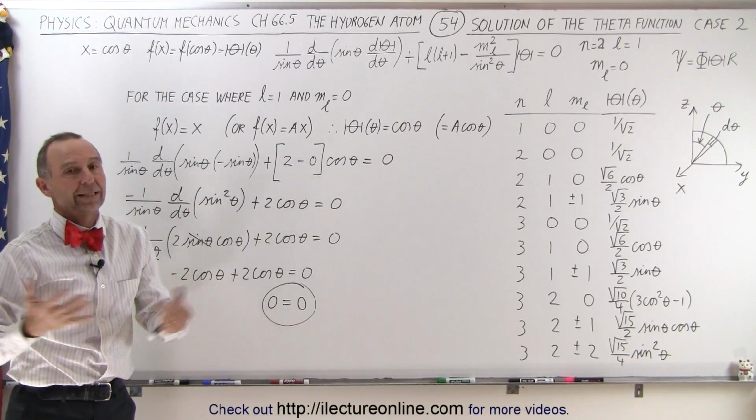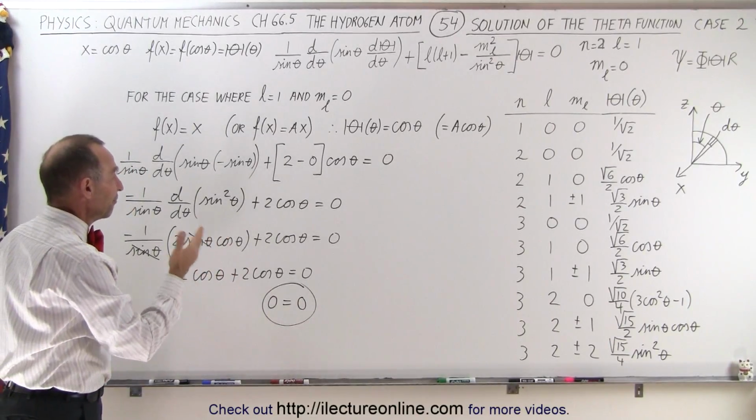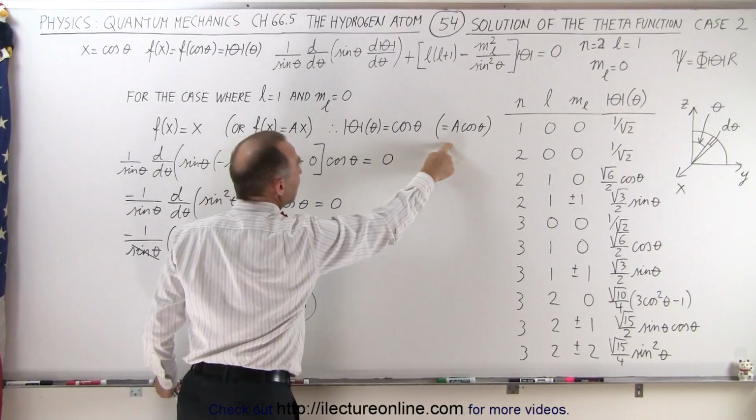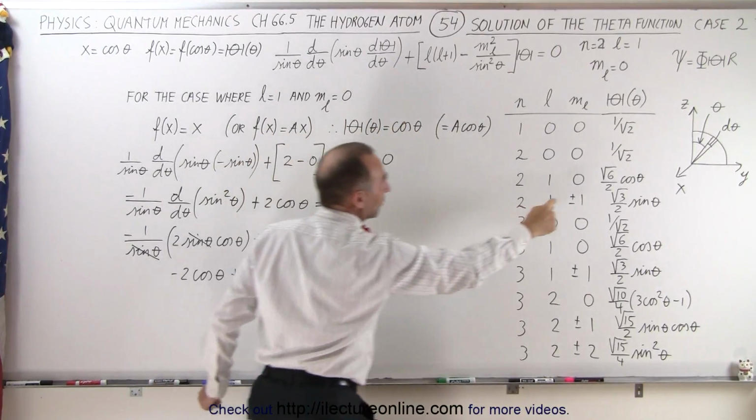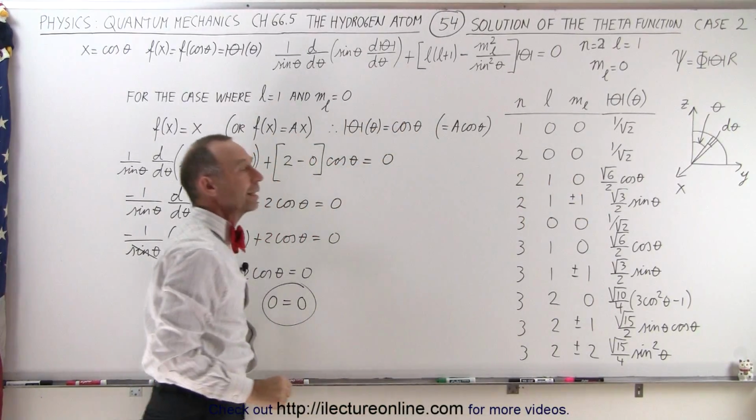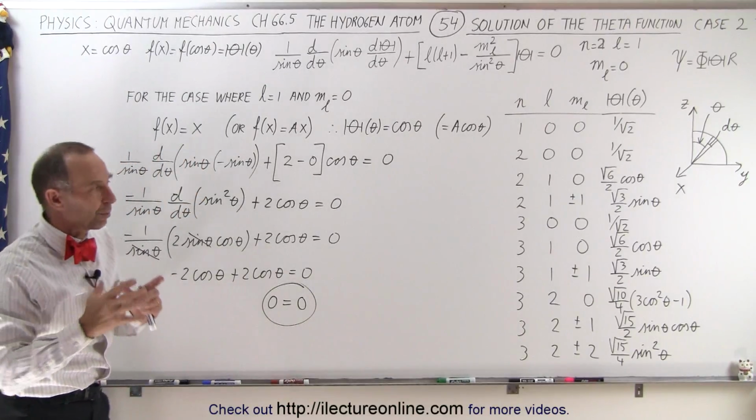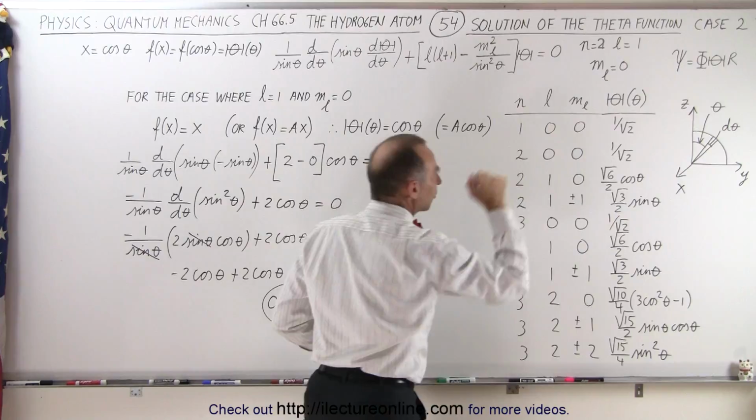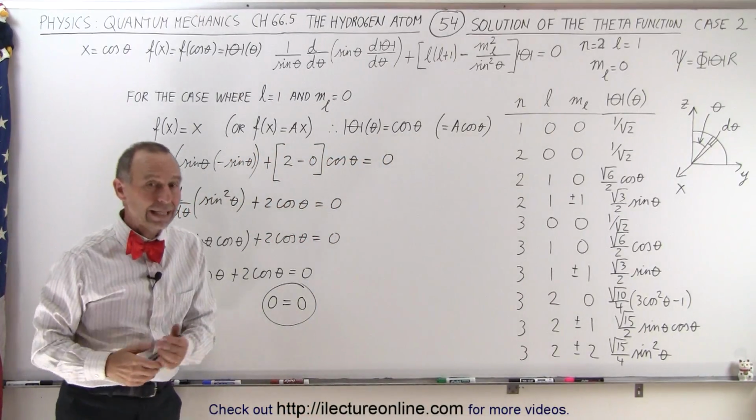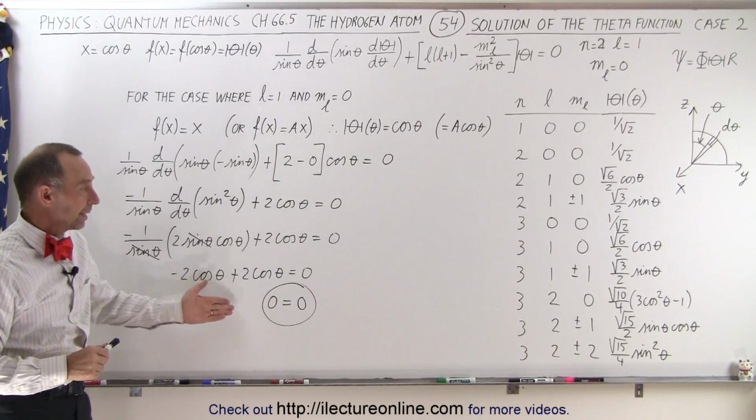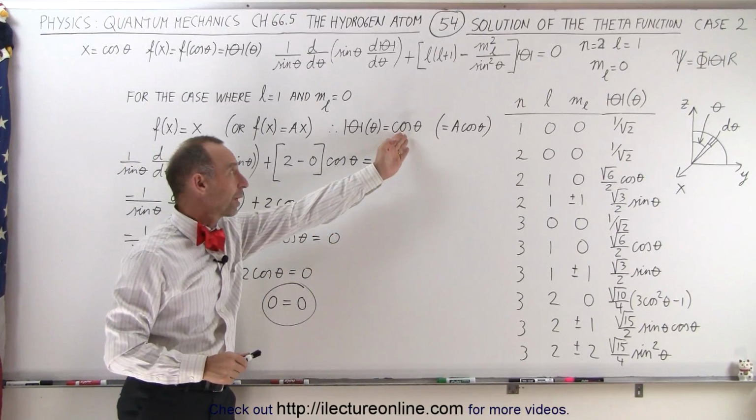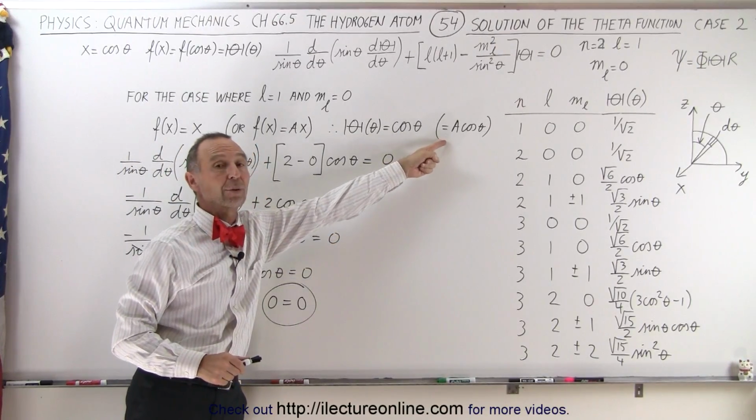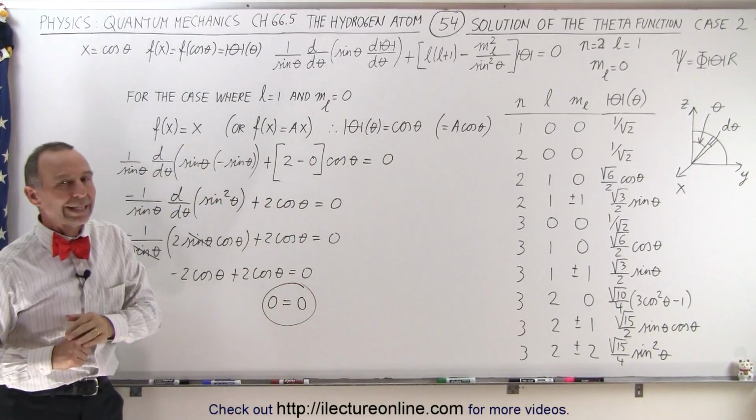Now all we have to do is find the value for a, and then we'll have the proper format, hopefully if we do it correctly, to show you that that's the specific solution for the case where L equals 1 and M sub L is equal to 0 in the hydrogen atom. So here we see that this is indeed the correct solution. Now we have to find the correct value for the constant, and we'll do that in the next video.